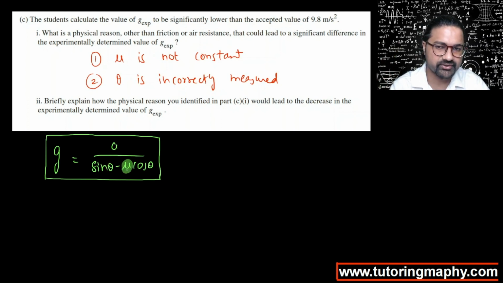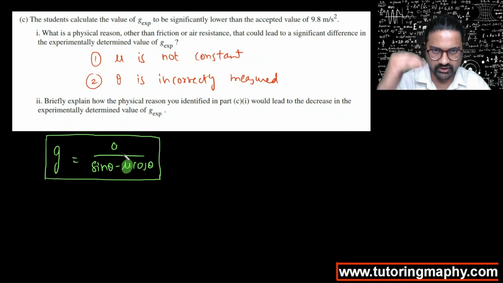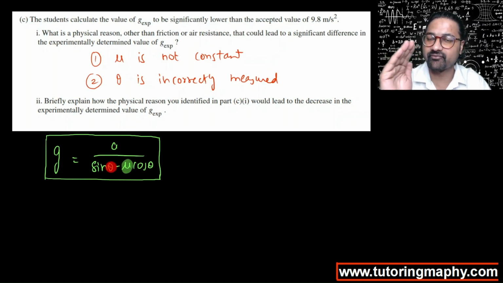These could be the two reasons that could lead to a significant difference in the value of g. And briefly explain how the physical reason you identified in part C would lead to a decrease in the value. Okay, so it would lead to a decrease if the value of the denominator is more, right? Because if this is more, then g will be less. And when will it be more? When theta is more, because sine is an increasing function.